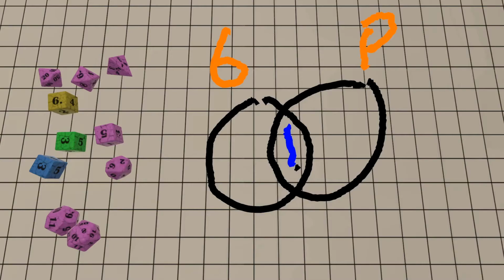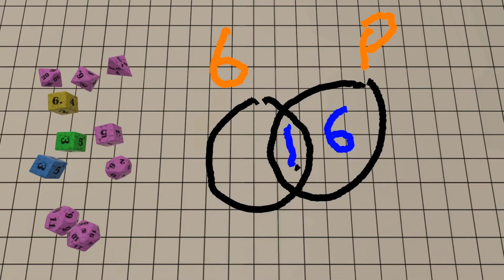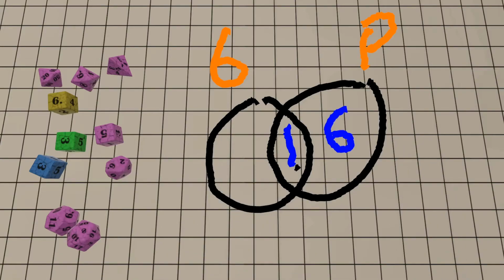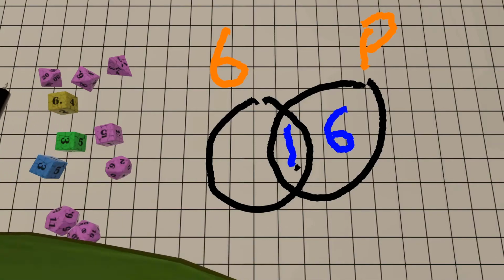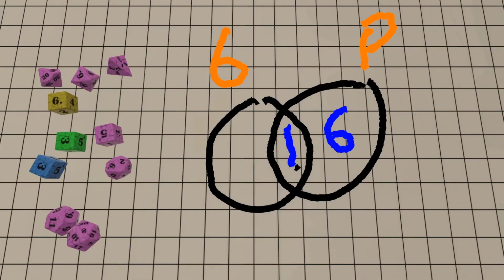Now, how many other purple dice were there? There was 1, 2, 3, 4, 5, 6. So there's 6 purple dice, and there's 1 dice that is both a 6 and a purple. There were 7 purple dice all up. There's 7 dice in this purple circle.